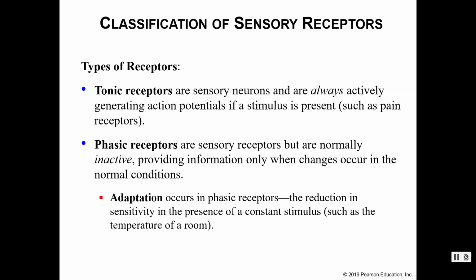But then you have phasic receptors. These are normally inactive. These provide information only when changes occur to the normal condition. And these experience something called adaptation. This is the reduction in sensitivity in the presence of a constant stimulus, such as the temperature of a room. So let's say it is really hot outside, and your body has become accustomed to that hotter temperature.